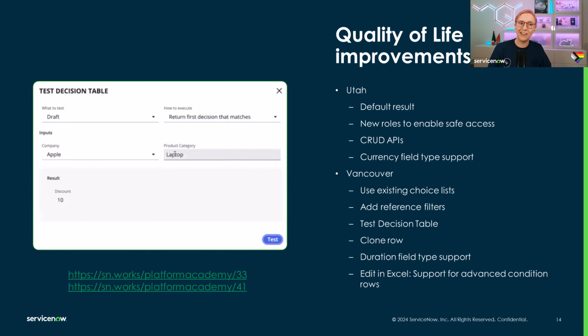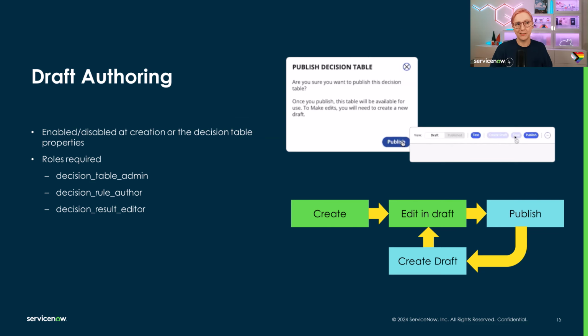And then another highlight, testing. We can now test a decision table and see the result for any given test inputs. New in the Vancouver release, we can now decide to use the draft authoring option for our decision tables.